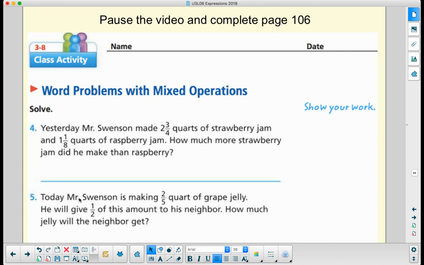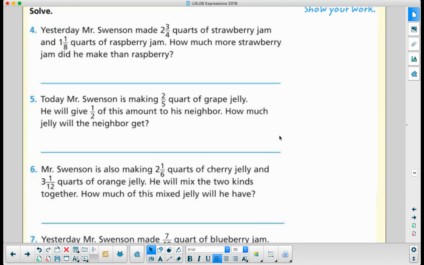Welcome back. Let's take a look at first number 4. It says, yesterday, Mr. Swenson made 2 3/4 quarts of strawberry jam and 1 1/8 quarts of raspberry jam. How much more strawberry jam did he make than raspberry? Okay, so I know that 2 3/4 quarts of strawberry jam is greater than 1 1/8 quarts of raspberry jam. I need to figure out how much more he made.